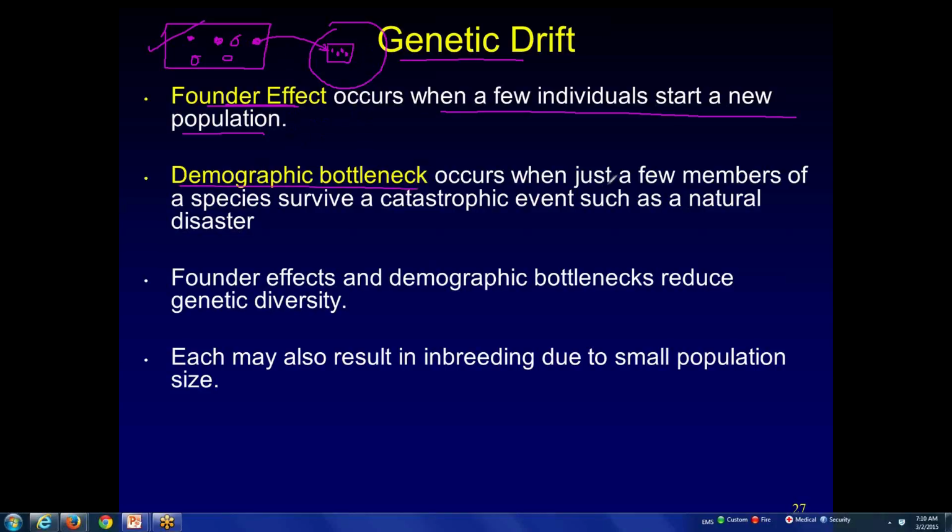Demographic bottleneck occurs when just a few members survive catastrophic events such as a natural disaster. We see this in the cheetah population. Somewhere in the past, we don't know when, cheetahs went through a bottleneck. How do we know that? They have very, very little biodiversity, because in the past, cheetahs were, here, let's see, guys.